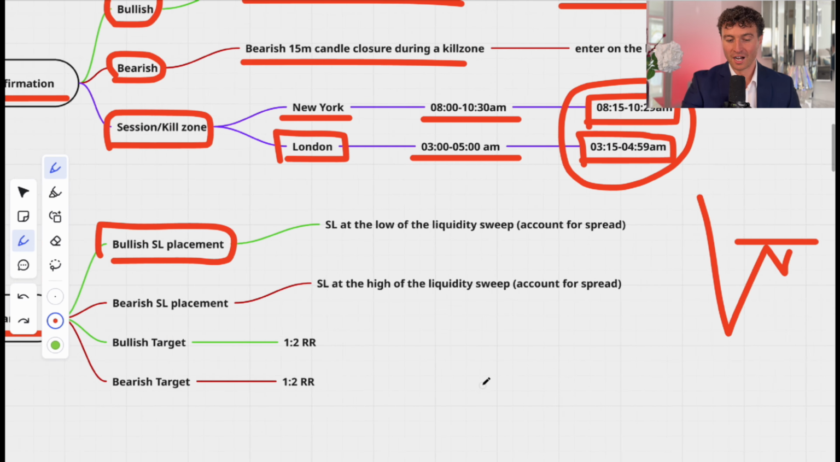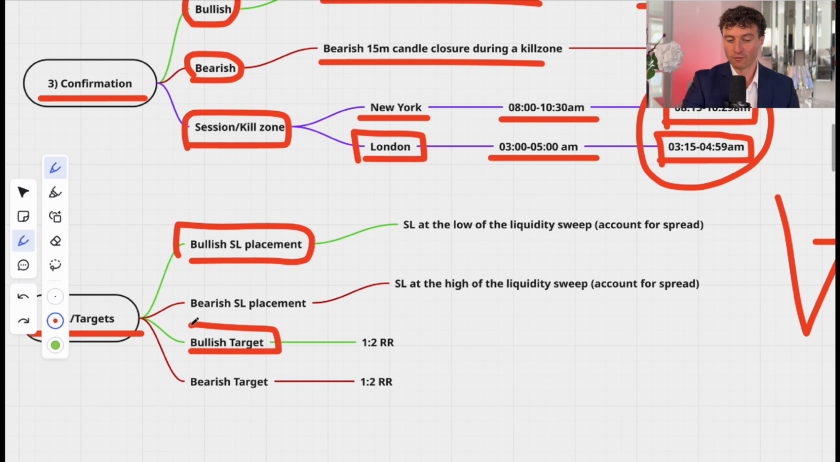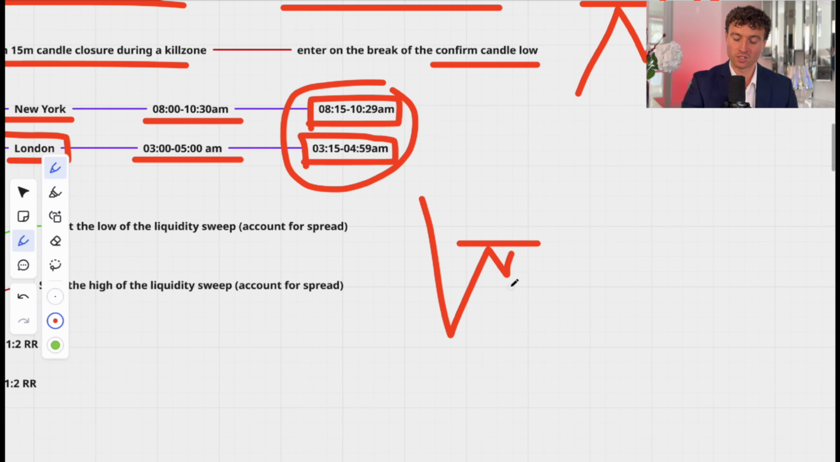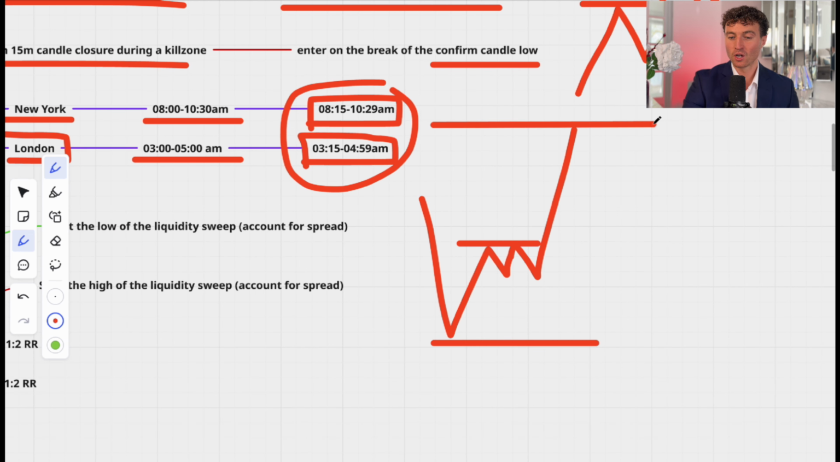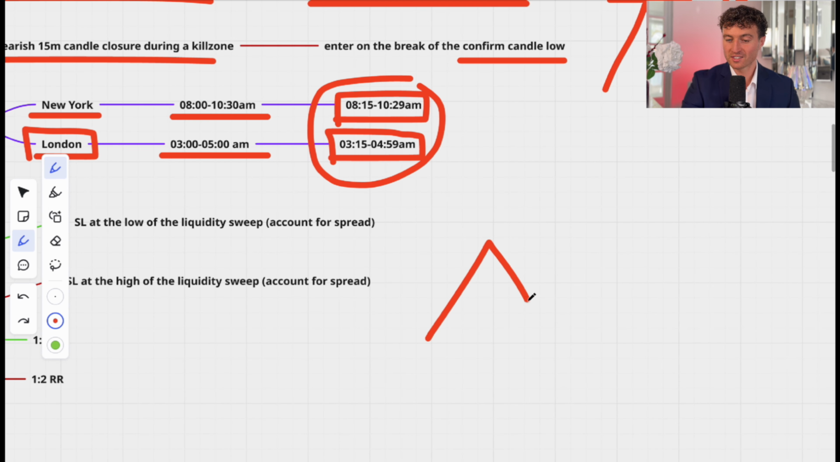And if we are bullish in the market, we have a bullish target at a 1 to 2 risk to reward. So stop loss goes at the low and then we always target a mechanical 1 to 2 risk to reward. Vice versa, let's say that we have a shorting opportunity. We get a 15-minute bearish confirmation. We can enter on the break of this candle low right here.